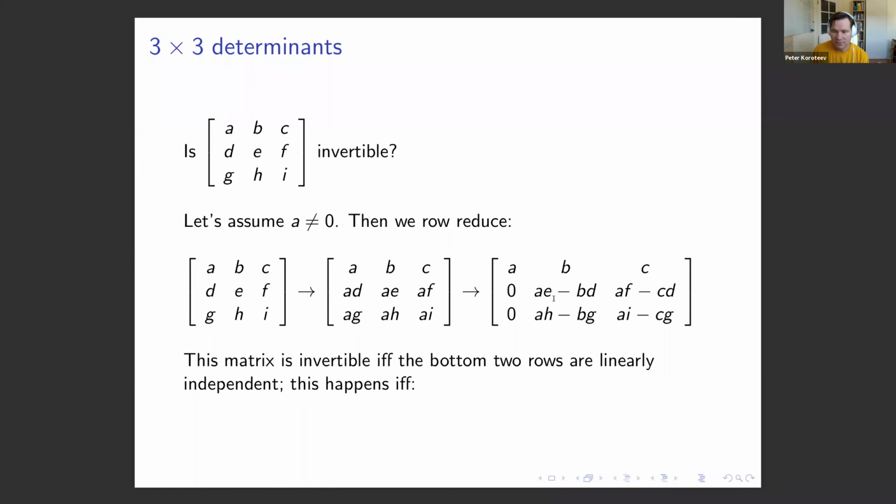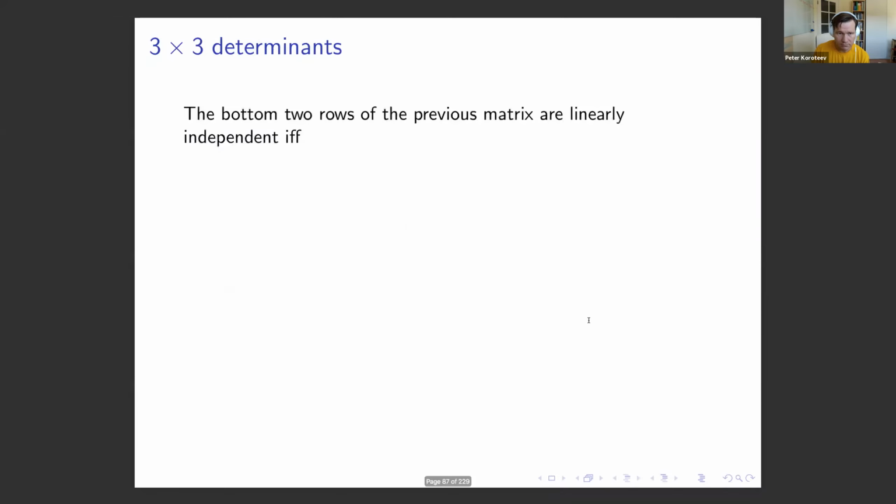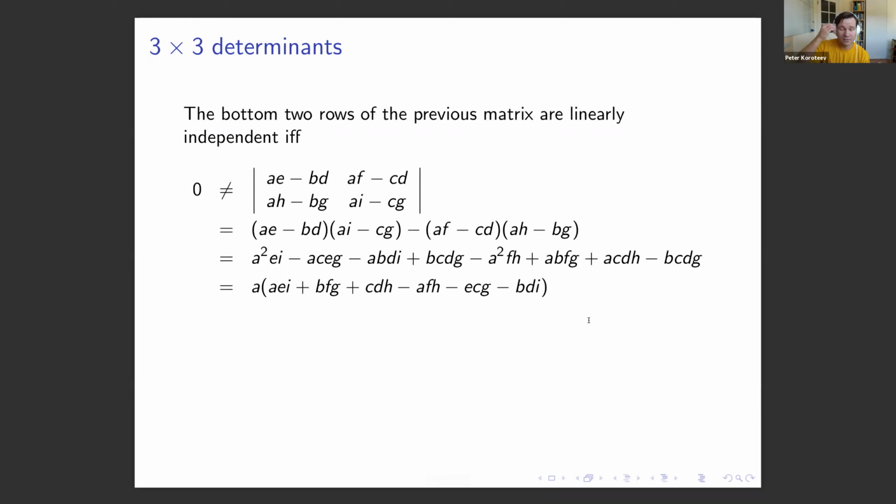So we need to find the condition on these parameters such that the rows are linearly independent. And how to do this? We know how to do this for determinants of 2 by 2 matrices. So the determinant should not be equal to 0. There's a lengthy calculation, as you can see here. You would multiply AE minus BD by this number, and then minus AH minus BG times that number. If you like, you can open up the parentheses. It will look like this.